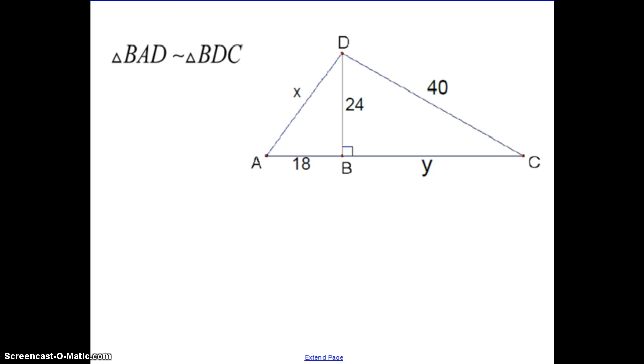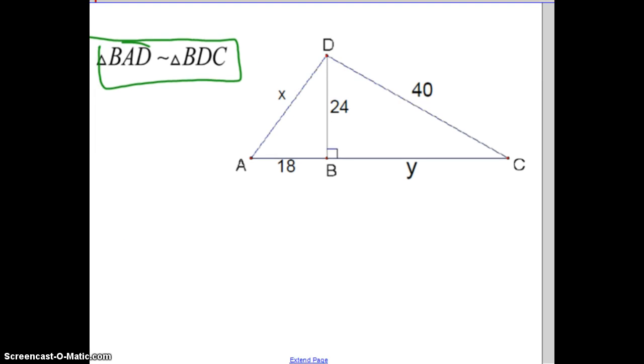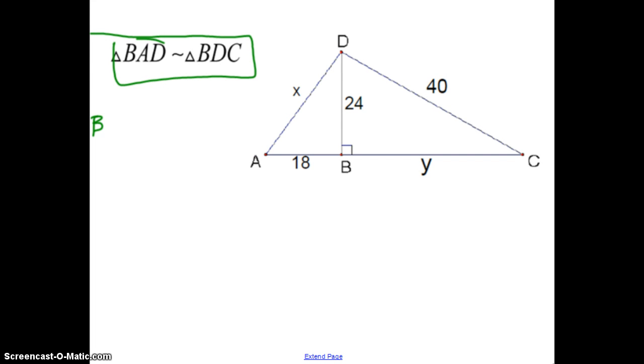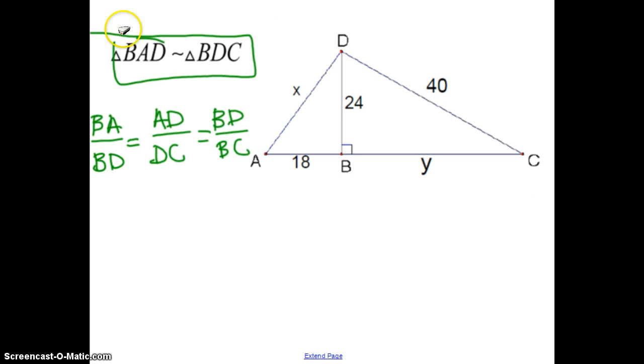For this next problem, we weren't given anything about our parallel lines like we were in the first two. We're given our similarity statement. From our similarity statement, as you know, we can set up our proportions. So I know that BA is going to be proportional to BD. I know that AD is going to be proportional to DC, and BD is going to be proportional to BC. We have these two separate. I got that from looking at my similarity statement and pulling out what I know from that, so I'm not going to go too much into that.